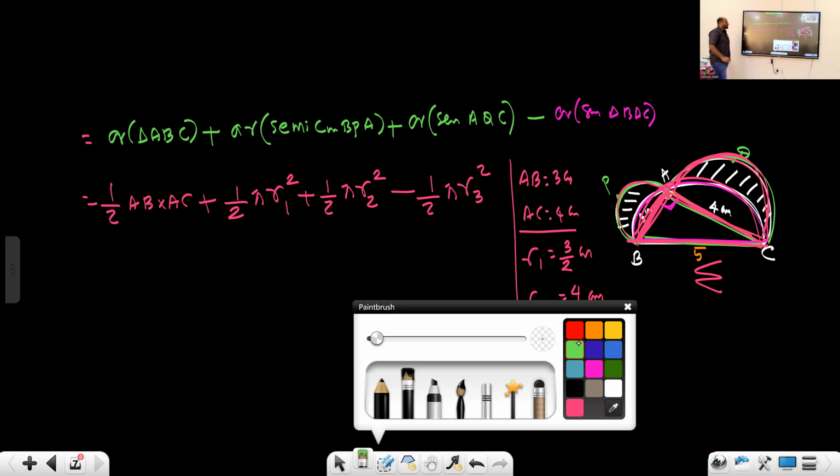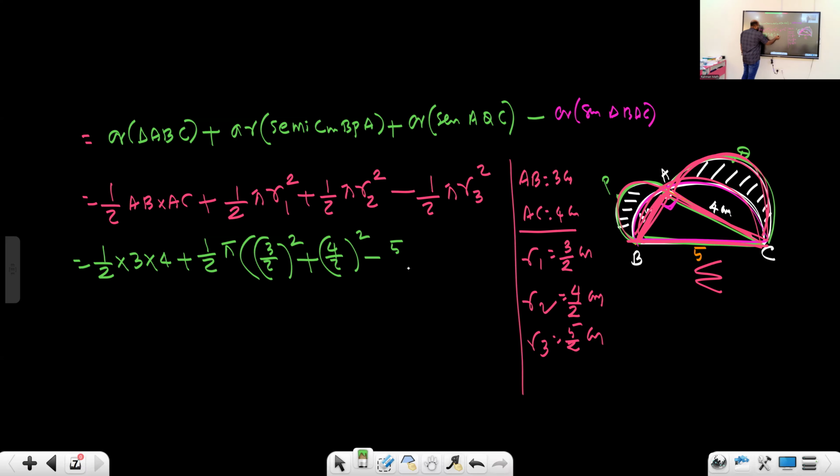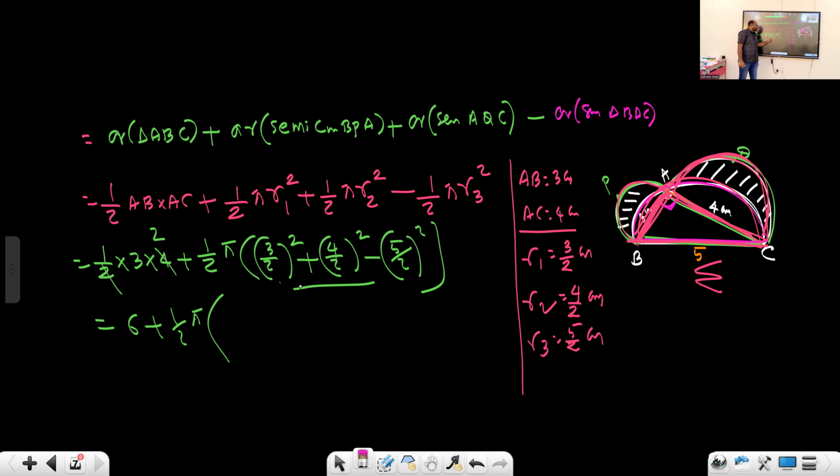Tell me, what is the AB value? 3. What is the AC value? 4. Here 1 by 2 pi is common, so I took it outside. R1 square, what is R1? 3 by 2. 3 by 2 square plus, R2 is 4 by 2 square, minus 5 by 2 square. This much is clear. Now this one, this and this you can cancel 2. 2 3s are 6, plus half pi. Here the denominators are the same. Can anyone tell me the denominator? It is 4. 2 square means 4, so the numerator you can simplify.